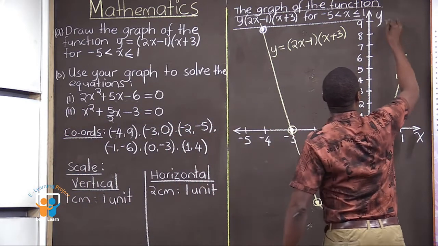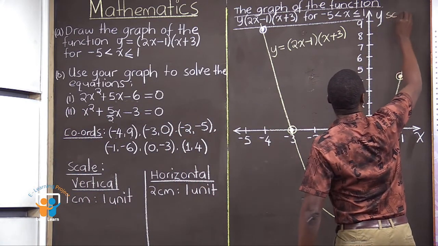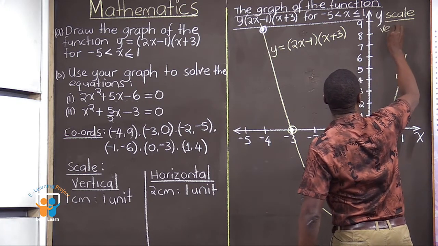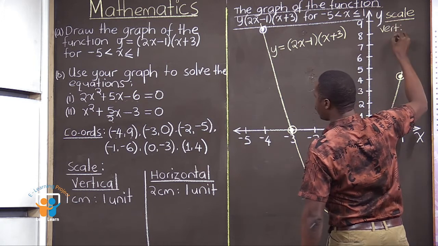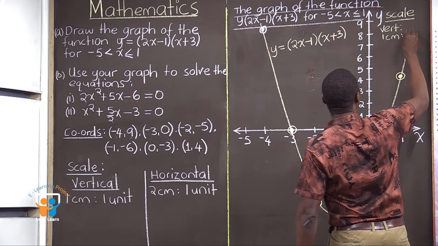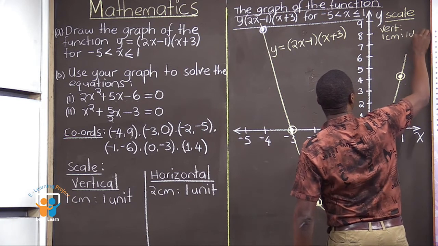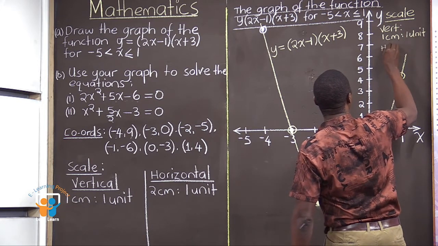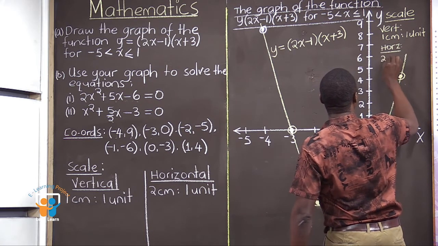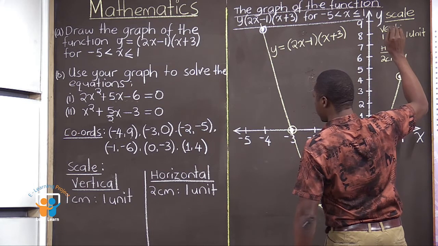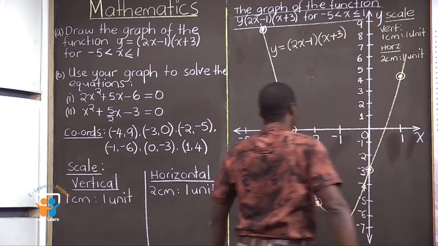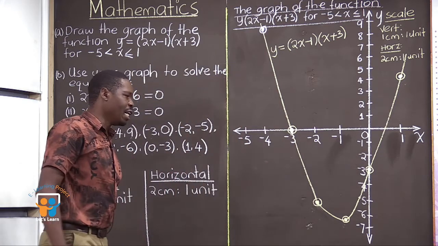Mr. Examiner, sir, our scale. We have the vertical scale. On the vertical scale, we have used every 1 centimeter representing 1 unit. Good. And then on the horizontal scale, we are having every 2 centimeters also representing 1 unit. That is our scale on the top right-hand corner of the graph.